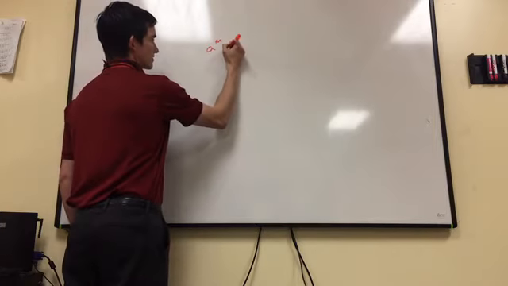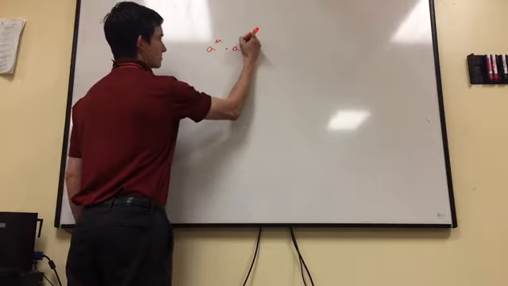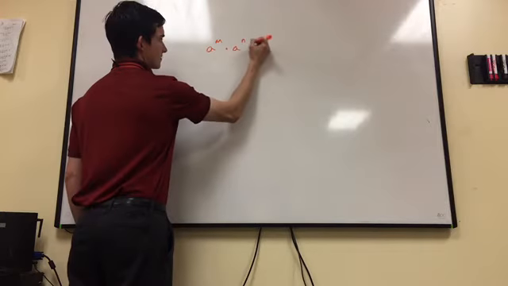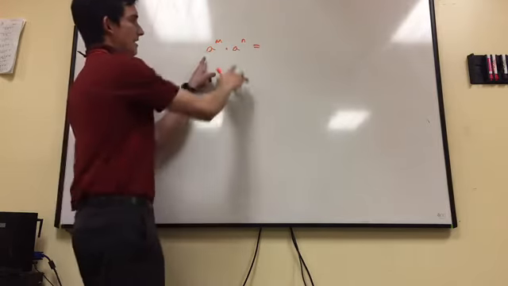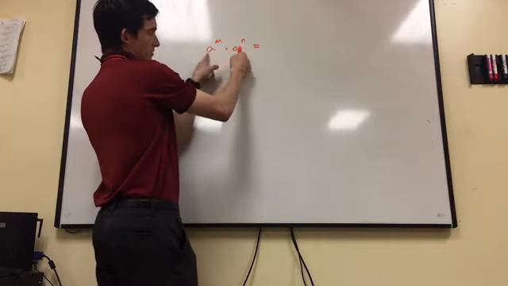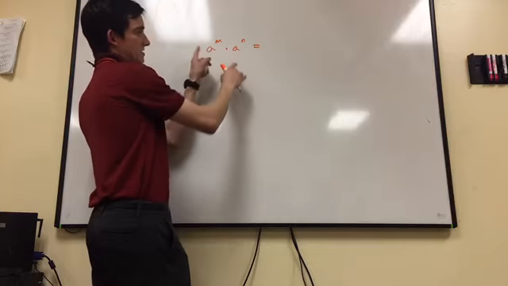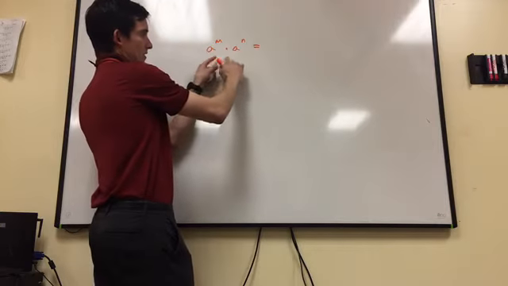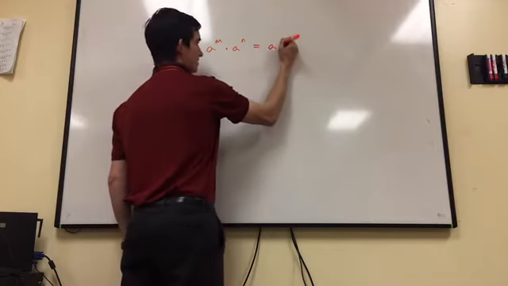So there's a rule that says if you have a to the m times a to the n, what you want to notice about this rule is they have the same base. So if you have the same base, and they have different powers, but they're being multiplied with each other, that means you can add their exponents.